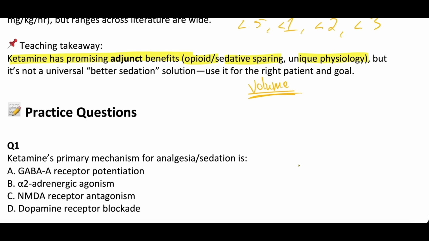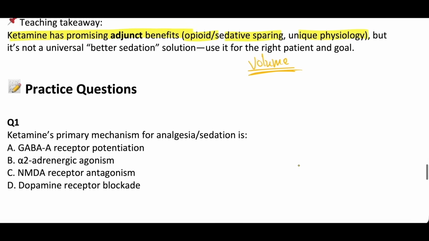Question 1. Ketamine's primary mechanism for analgesia and sedation is A, GABA-A, B, alpha-2 adrenergic, C, NMDA, or D, dopamine receptor blockade. Correct answer, pause it if you need to, is C.